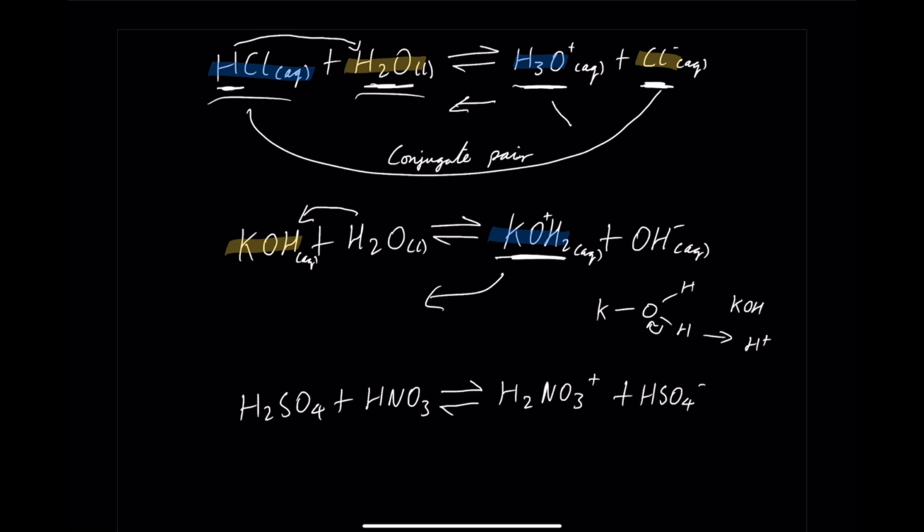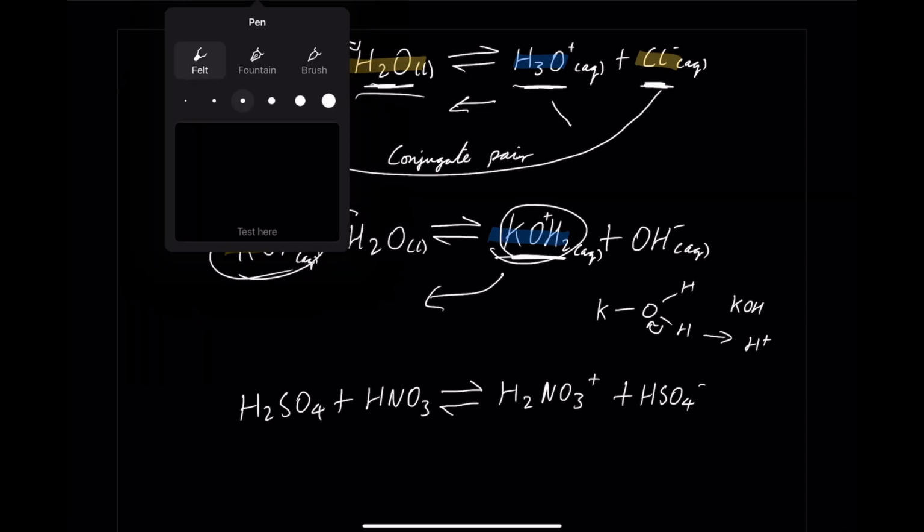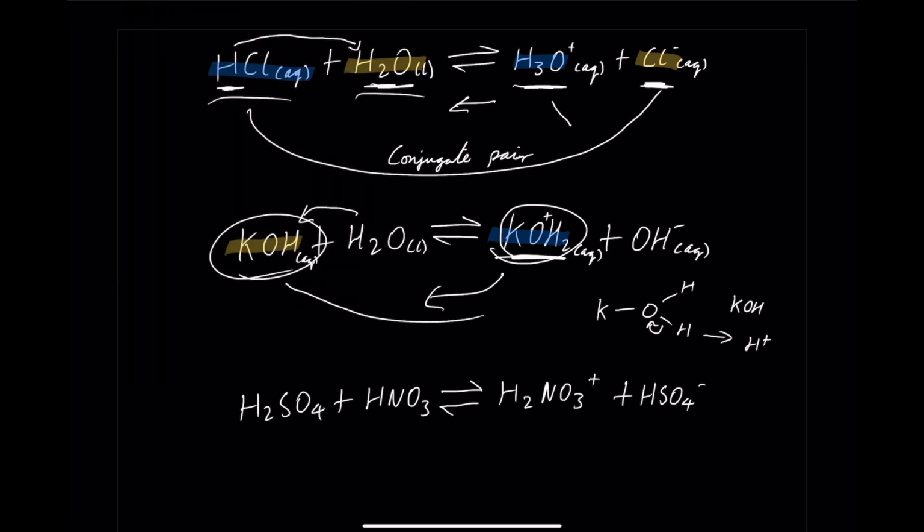But the point being, you can clearly see here our base and our conjugate acid. Sorry, I mixed them around. I had said acid and conjugate base, but it's our base and our conjugate acid. And that's one pair, just one pair between these here.